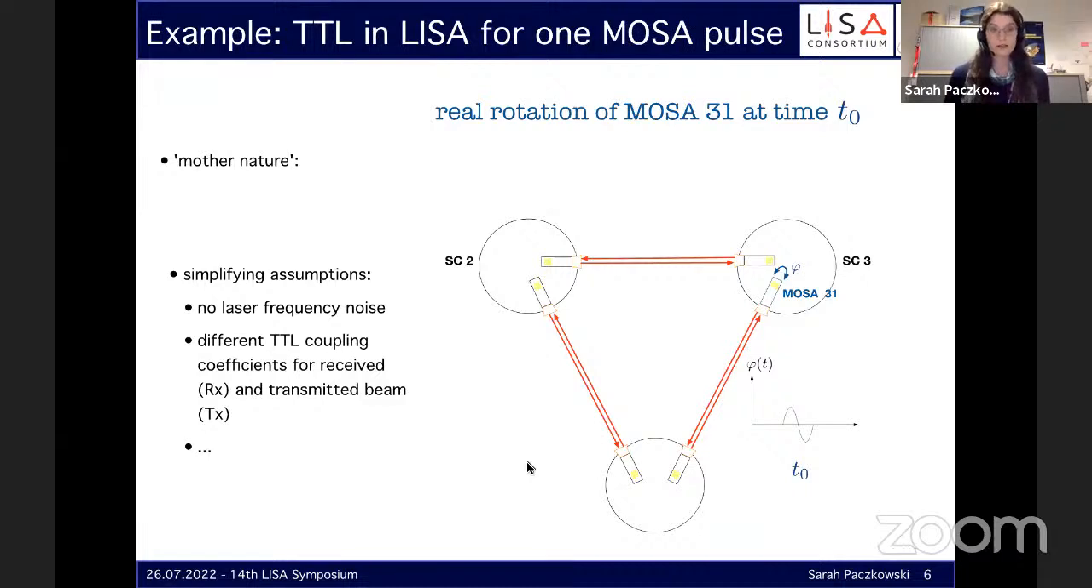So all that said, let me try to explain the procedure with one example. Assume that in reality, or as we also like to say, in Mother Nature, we only have the jitter of Moser 3.1 along phi at a given time, t0, with a sine wave shape. And we assume that all other Mosers and spacecraft are perfectly quiet. In this example, we furthermore ignore laser frequency noise and assume different tilt-to-length coupling coefficients for received (RX) and transmitted (TX) beams, alongside a few other assumptions that I won't go into detail here.